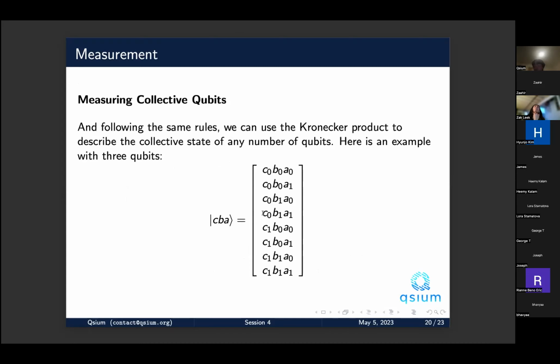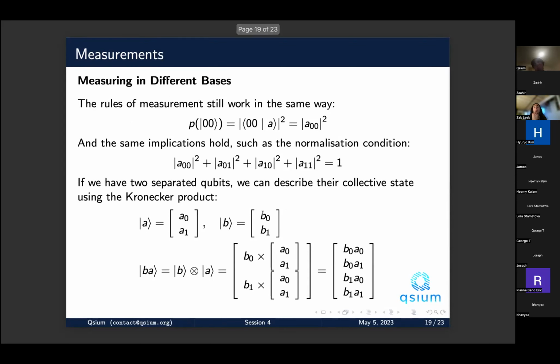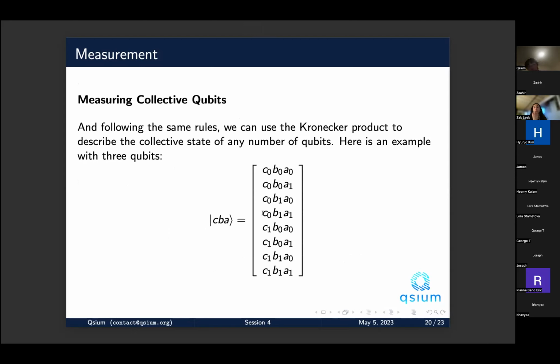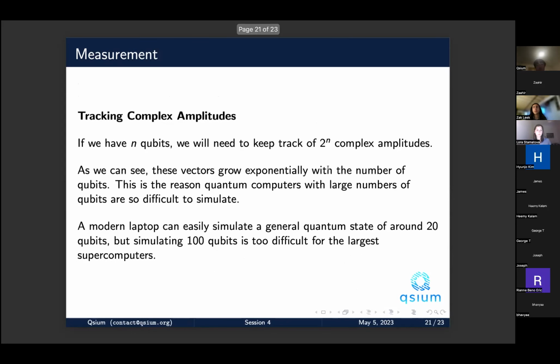Following the same rules, we can use the Kronecker product to describe the collective state of any number of qubits. Here's an example with 3 qubits. If you have A and B, you simply multiply by C as well, and as we've seen last time, this leads to 8 complex amplitudes for a 3 qubit system.